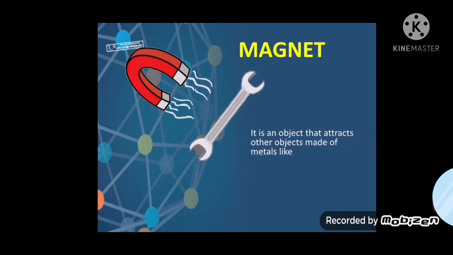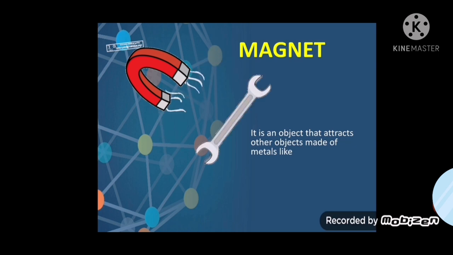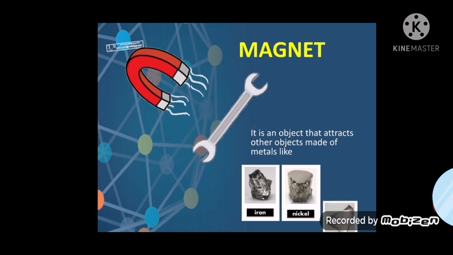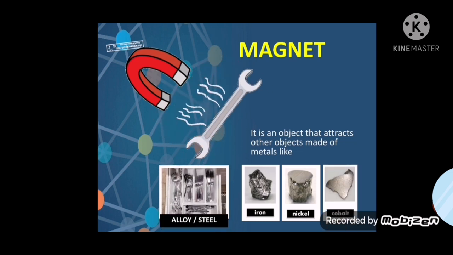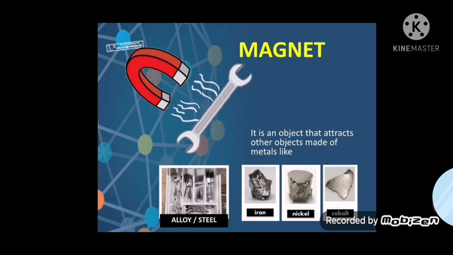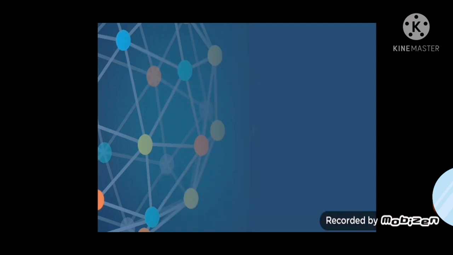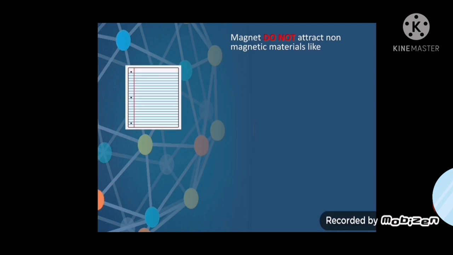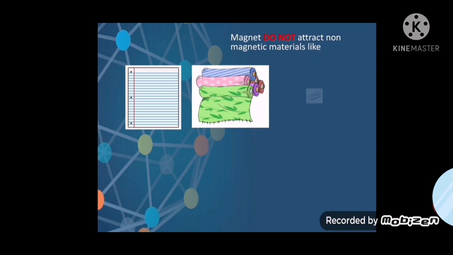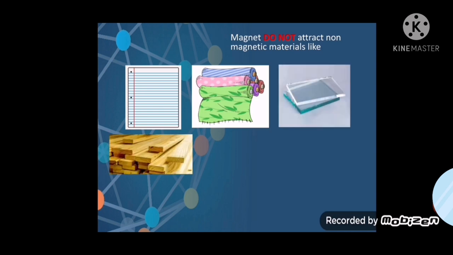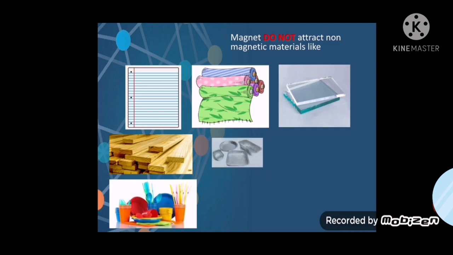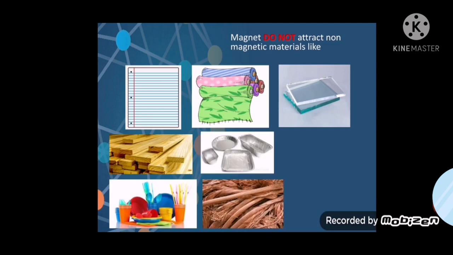A magnet is an object that attracts other objects. And these objects are made of metals like iron, nickel, and cobalt, as well as alloy and steel. Magnets do not attract non-magnetic materials. These materials could be made of paper, cloth or fabric, glass, wood, plastic, and metals, like for example, aluminum and copper. Yes, you heard it right. Not all metals are attracted to magnets.